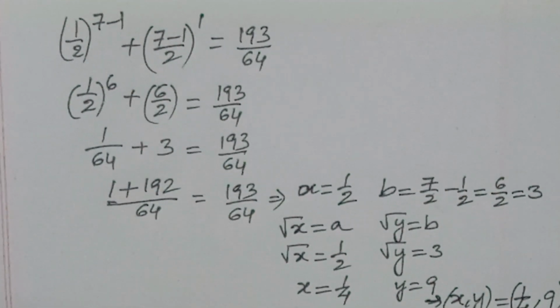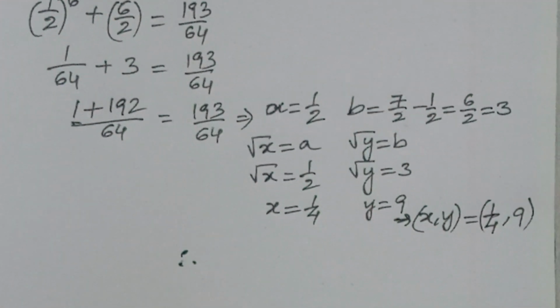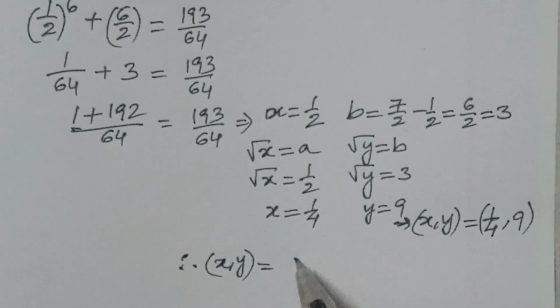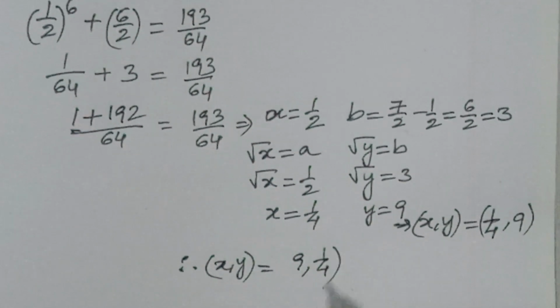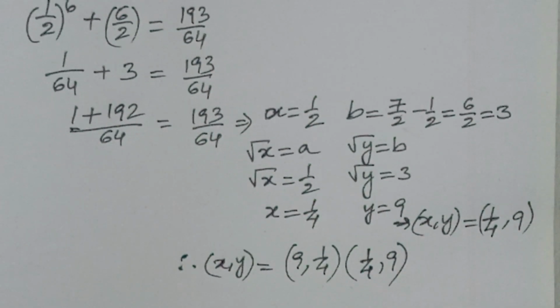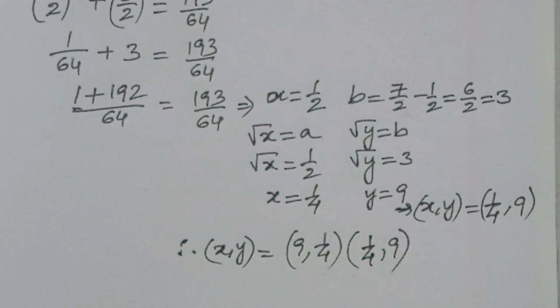So here we are getting two solutions. One is x comma y is equal to 9 comma 1 by 4, and the other is 1 by 4 comma 9. I hope you understood the video.